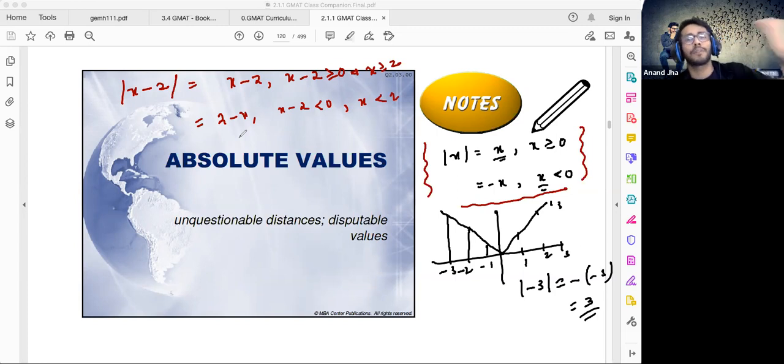If you take any number more than or equal to 2, you'll take x minus 2, because 3 minus 2 is 1, 4 minus 2 is 2. If you take any number less than 2, again the end result has to be positive. So less than 2 means 1, so 2 minus 1 is 1. 2 minus 0 is 2. That's why we write like this. This you have to remember. Mod x equals x for x greater than or equal to 0, minus x for x less than 0. End result is always positive. We say this is the absolute value.